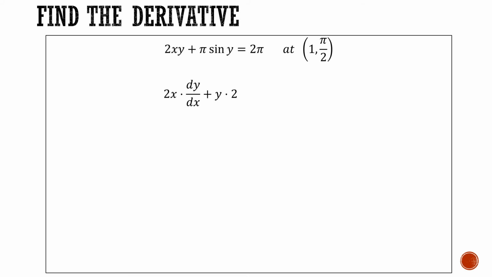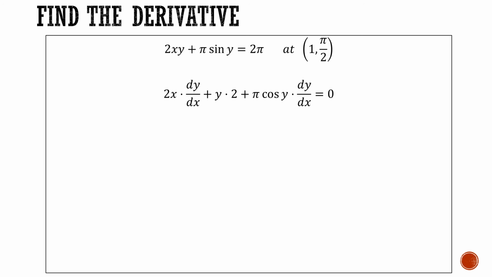And then the derivative of pi sine y would be pi cosine y dy/dx, and that equals 0 again. Now, it's 0 because the derivative of 2 pi is 0. Notice that every time I took the derivative of y, I put the dy/dx, because we know that if we're taking it with respect to x, we have to include that when we take the derivative of y.